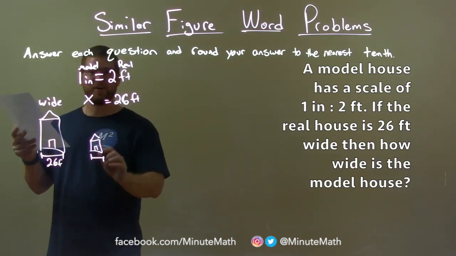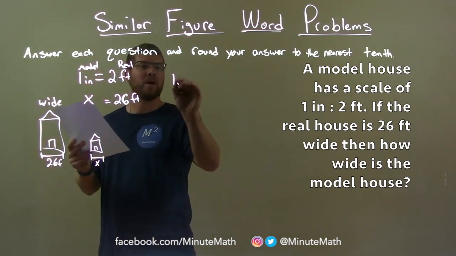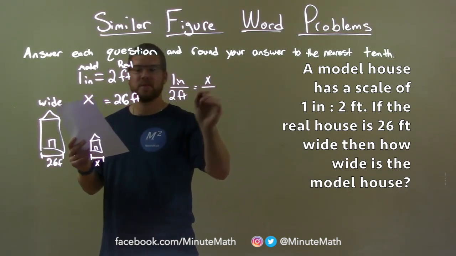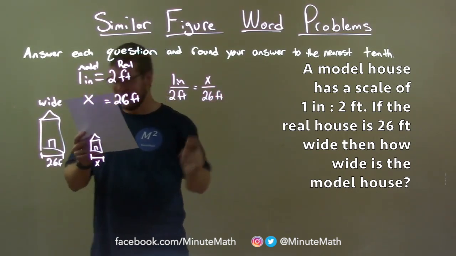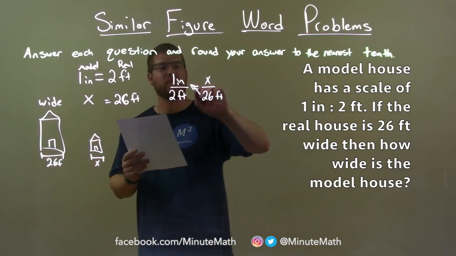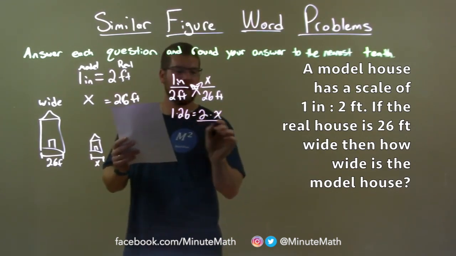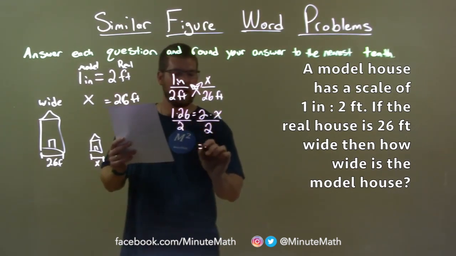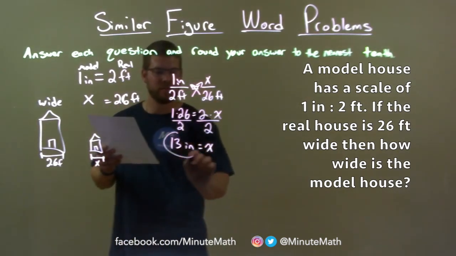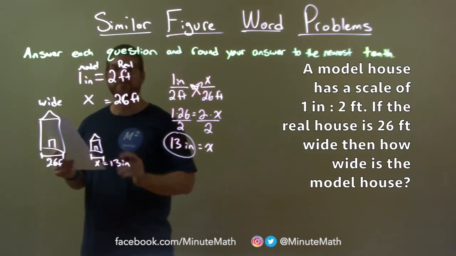And we want to find the width of that model. We don't know what it is. So we can create a proportion. 1 inch to 2 feet is equal to x inches over 26 feet. Now we want to solve this proportion. Cross multiply. We have 1 times 26 equals 2 times x. Then we divide both sides by 2. X is by itself, and 1 times 26 divided by 2 is 13, and that's in inches. And so our width here is just 13 inches for that house.